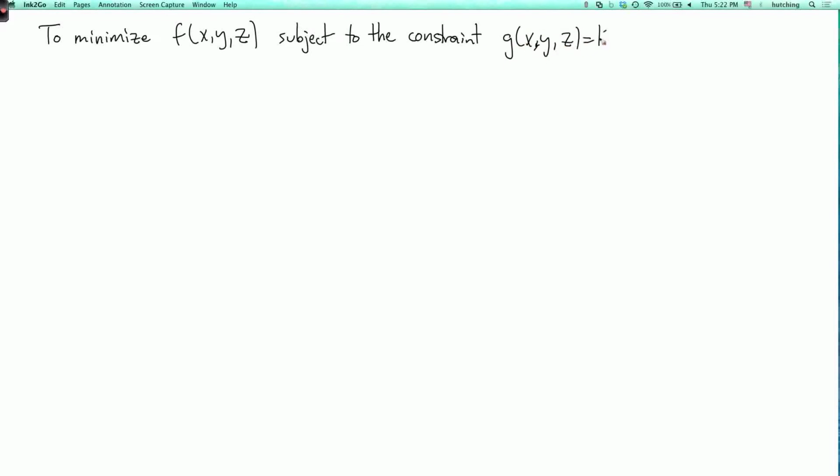Now let's talk about Lagrange multipliers for functions of three variables. So to minimize or maximize a function f of x, y, z subject to the constraint g of x, y, z equals k, we solve the two equations. Gradient of f equals lambda times the gradient of g, where lambda is some scalar and we don't know what it is, and g equals k.